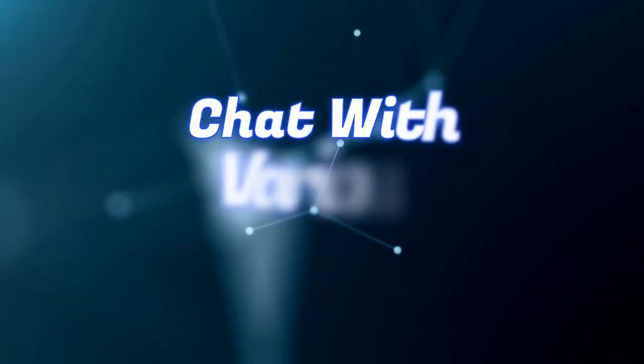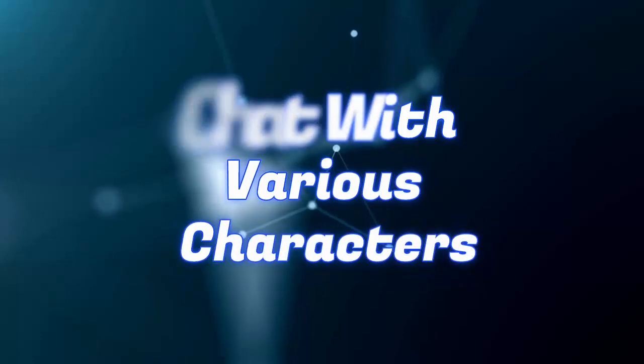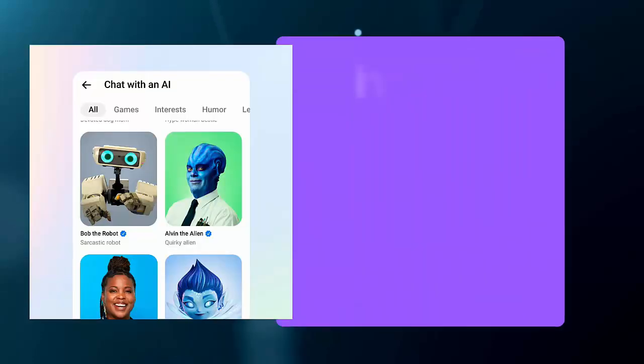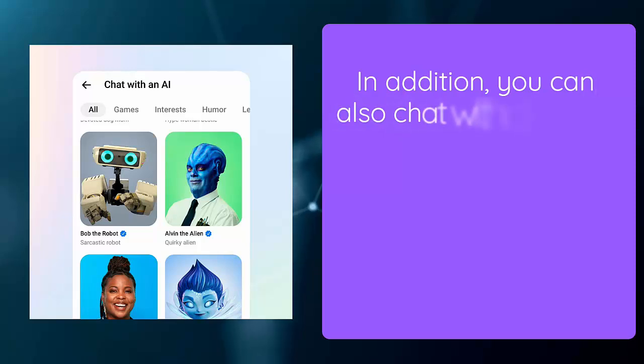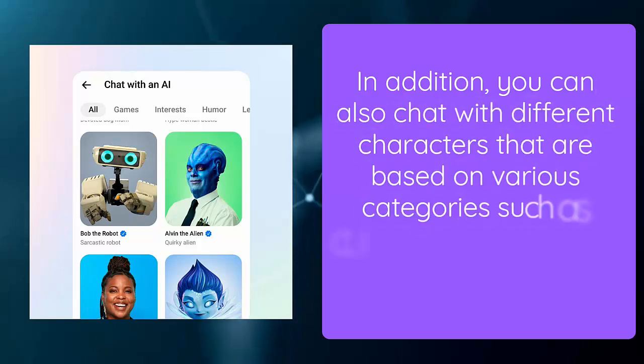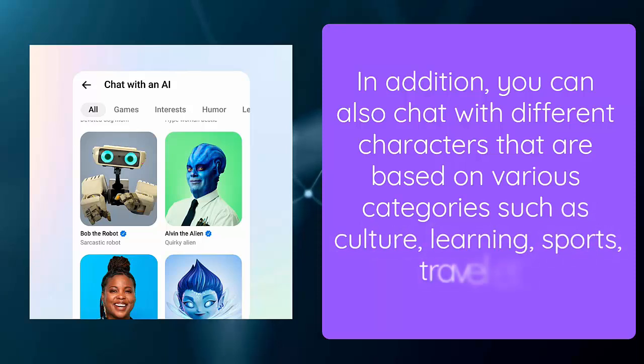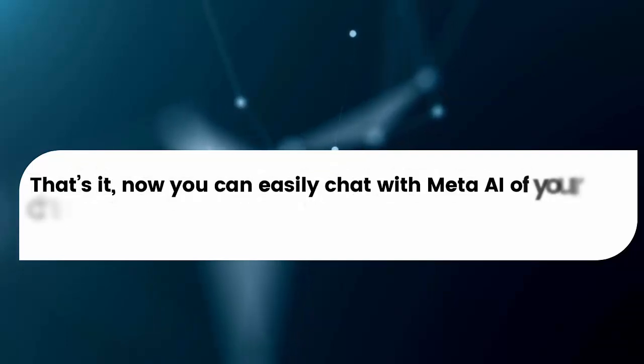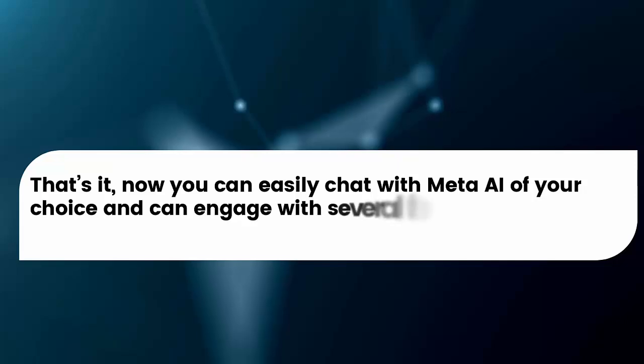Chat with various characters. In addition, you can also chat with different characters that are based on various categories such as culture, learning, sports, travel, etc. That's it. Now you can easily chat with Meta AI of your choice and can engage with several features on WhatsApp.